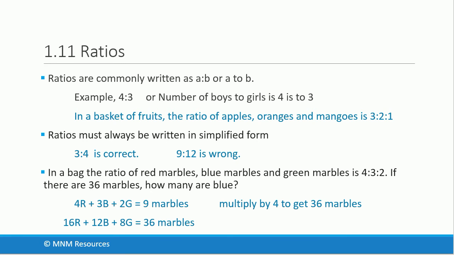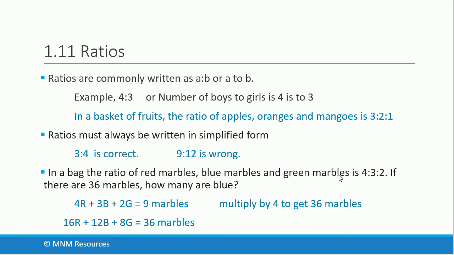Let's look at another question. In a bag, the ratio of red marbles, blue marbles and green marbles is 4 is to 3 is to 2. So there are 4 red marbles to every 3 blue marbles and every 2 green marbles. Remember the sequence. If there are 36 marbles, how many are blue?